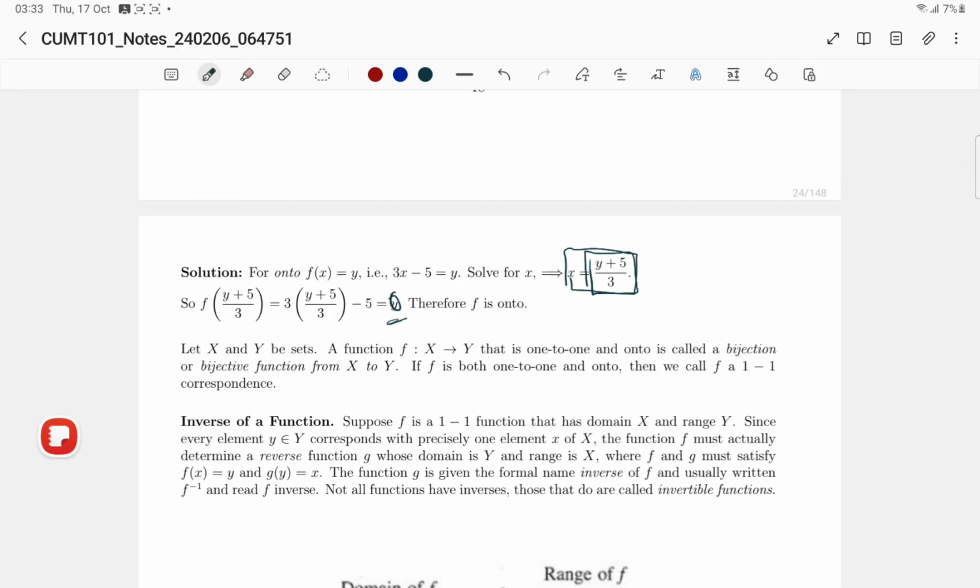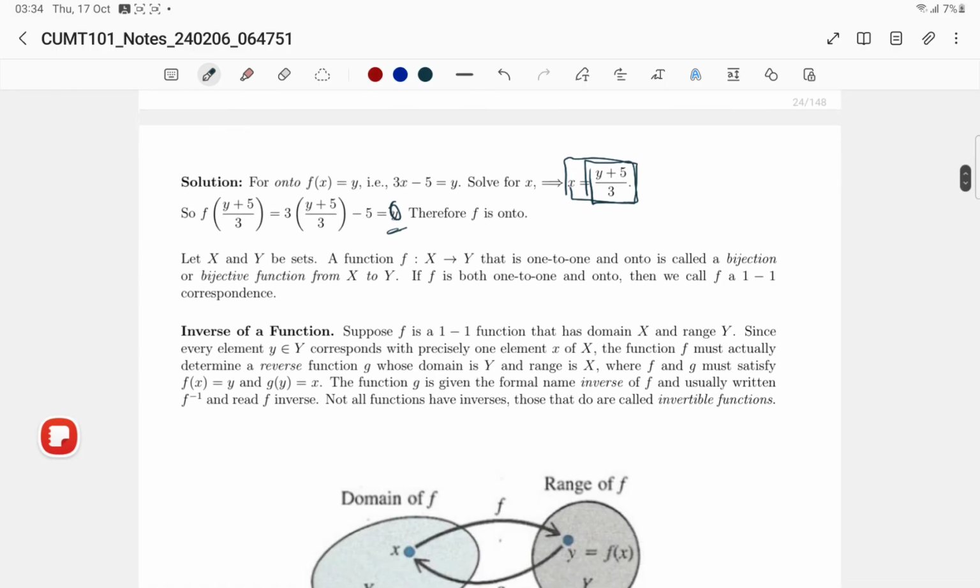So generally, since we talked about bijection and injection, if a function is one-to-one and onto, it's called a bijective function. If it is injective and surjective, it's called a bijective function. That is, if a function is both one-to-one and onto, then it's called a bijective function or a one-to-one correspondence.